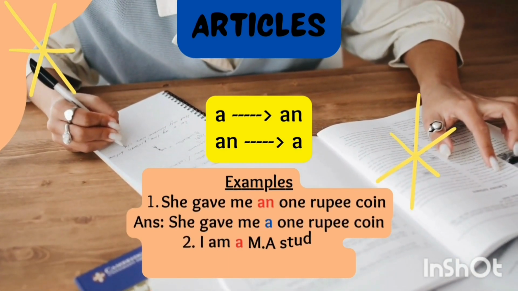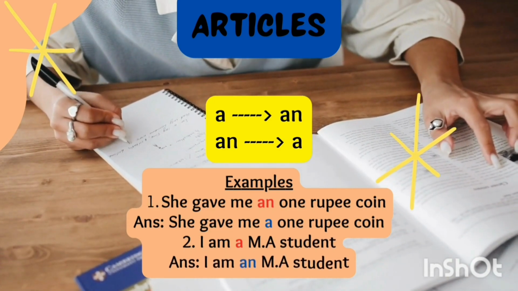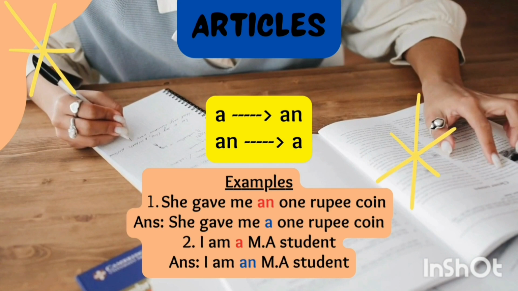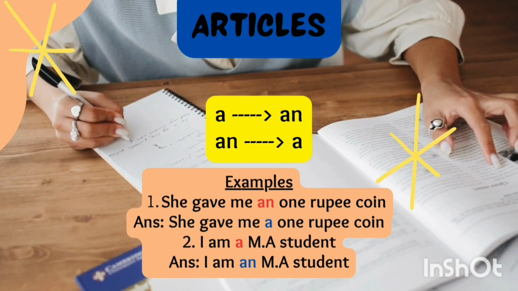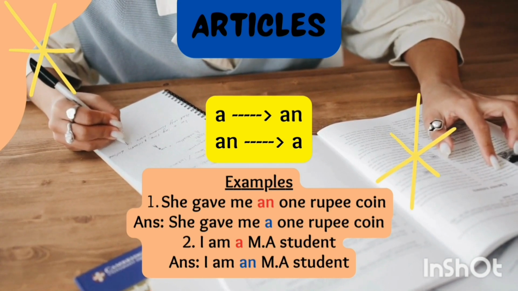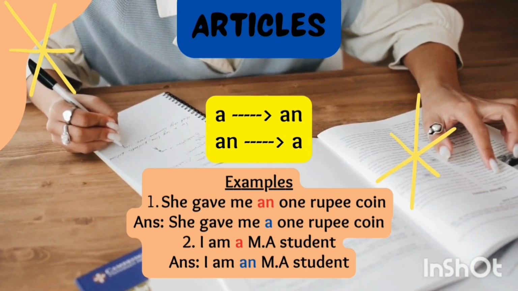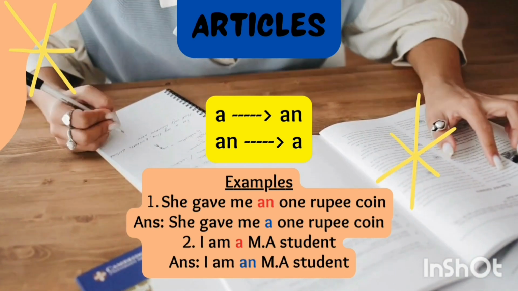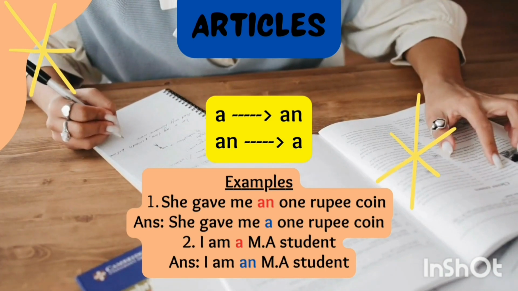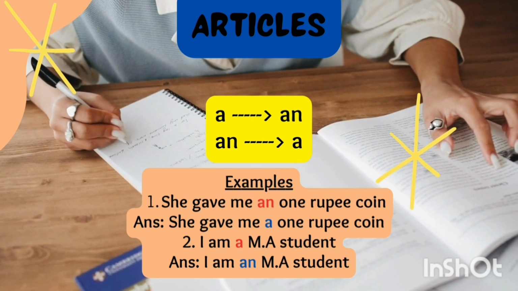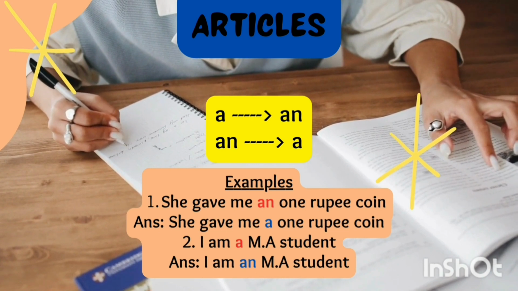Let us see examples. First one, she gave me an 1 rupee coin. "An" should be used before a vowel sound. It's very easy to identify a vowel sound. If the word starts with e till ow, then it is a vowel sound. Here we have 1 rupee. 1 starts with "wa". There is no "wa" in e, so we need to use "a". Answer, she gave me a 1 rupee coin.